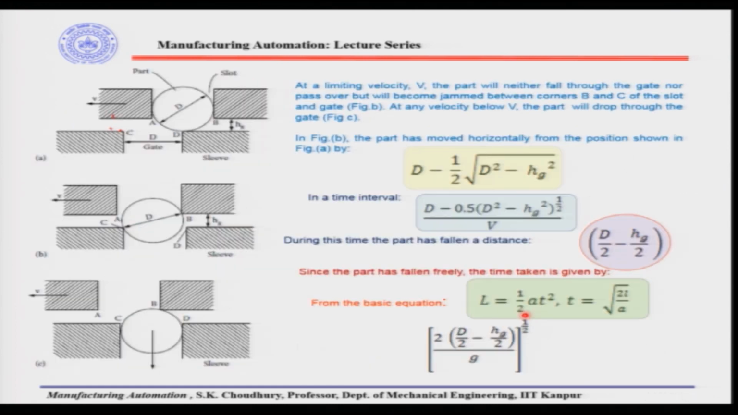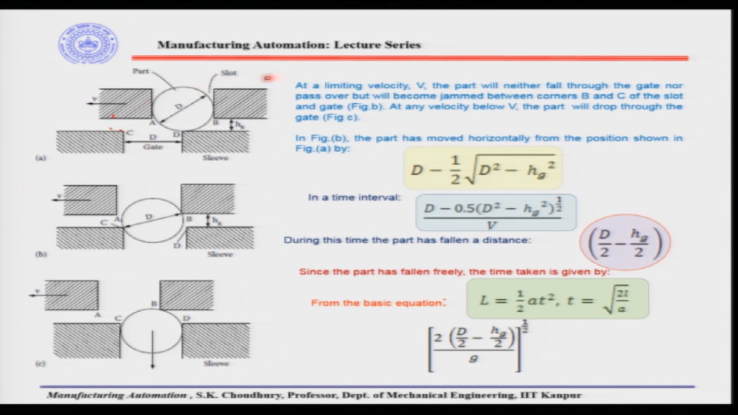In this analysis, what we said is that at a critical velocity the part may not fall, and the part will actually clog or jam between the edges B and C. Now, if the velocity is below the critical velocity, then the parts will fall through the gate, and the gate diameter is equal to the diameter of the part. If the velocity is more than the critical velocity, then the part by inertia will go through and will not fall in the gate. Therefore, only at a velocity lower than the critical velocity will the parts fall. That is what we said.